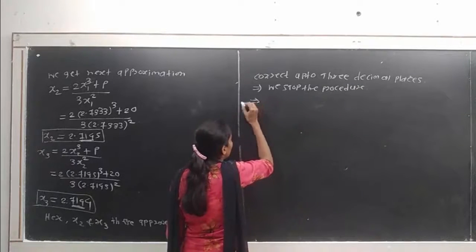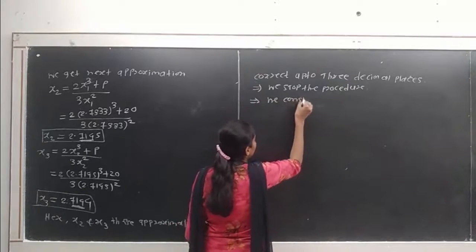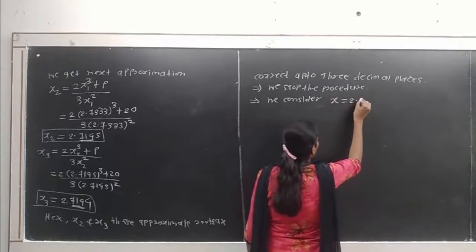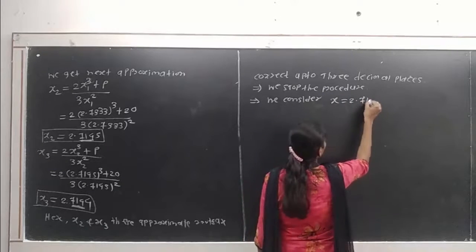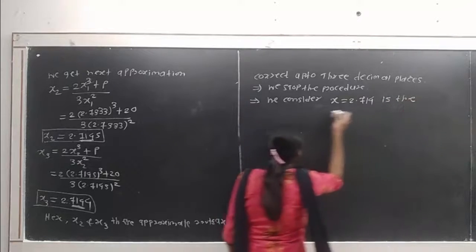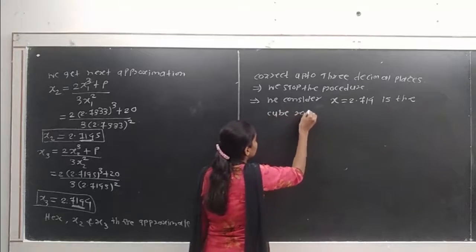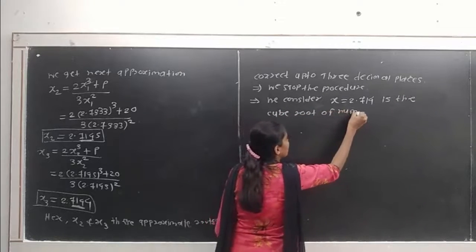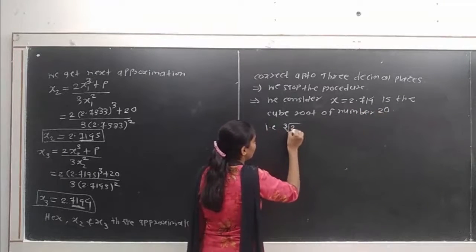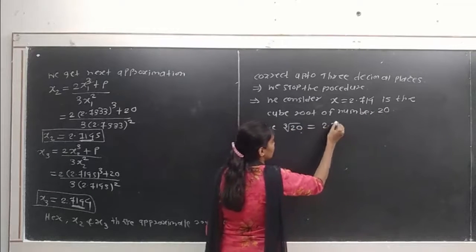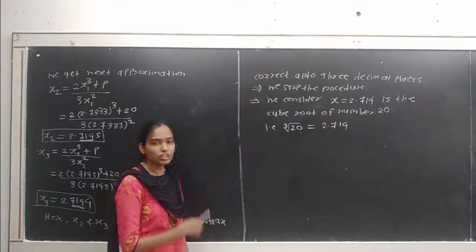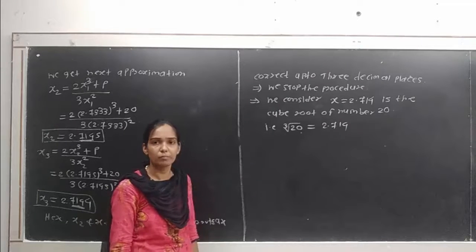And this implies that therefore we consider x is equal to 2.714 is the cube root of number 20, that is, the cube root of 20 is equal to, we get 2.714 up to 3 decimal places. Okay, so in this way we can find the cube root of any number p.